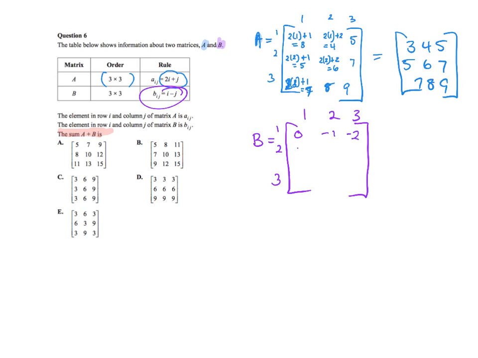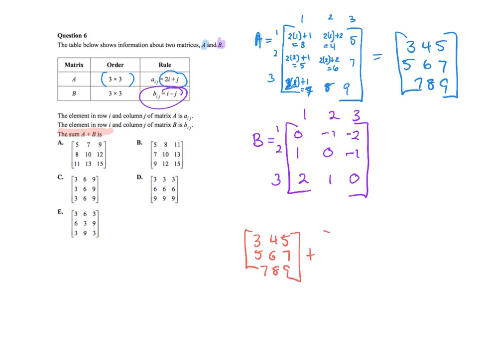What about 2 minus 1 is 1. 2 minus 2 is 0. 2 minus 3 is -1. 3 minus 1 is 2. 3 minus 2 is 1. And 3 minus 3 is 0. So then the actual question is you have to add those together. So you've actually got 3, 4, 5, 5, 6, 7, 7, 8, 9.